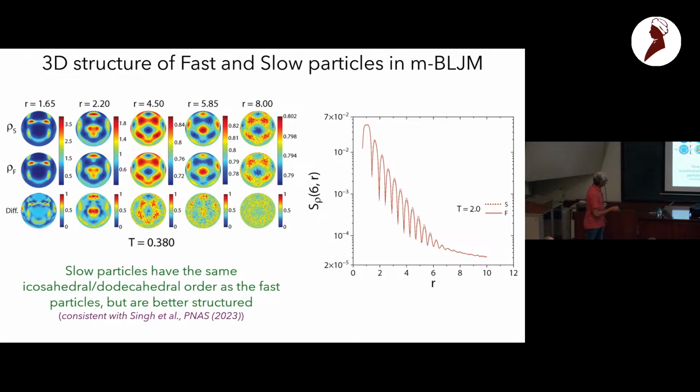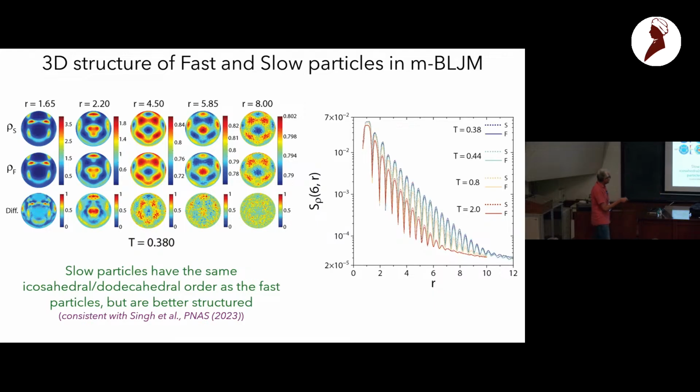And now what I can do is, for the fast and slow particles alone, I can define S rho, and I can do this as a function of temperature. And what you always find is that the slow particles kind of ride above the fast ones, which is consistent with the better structure that I see.